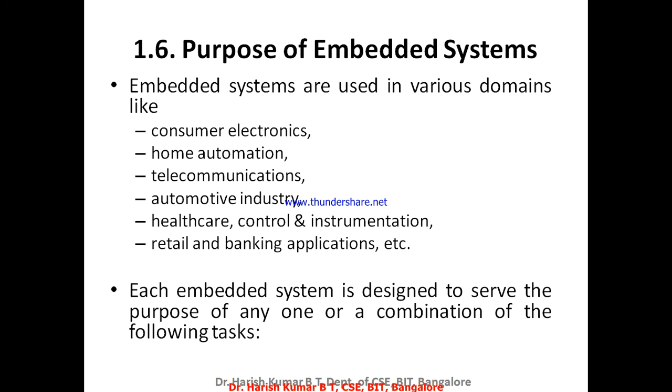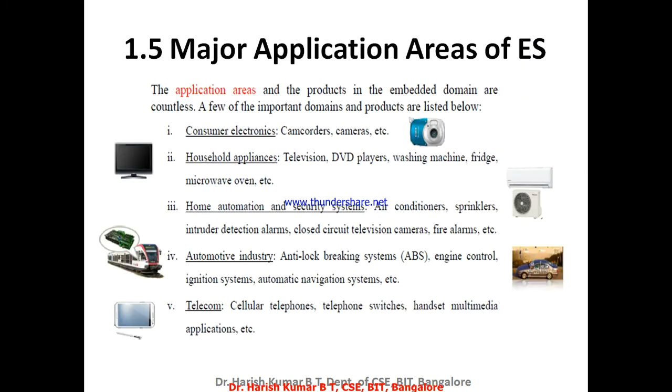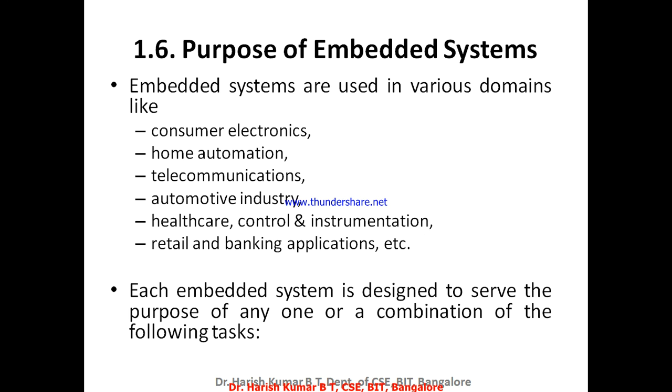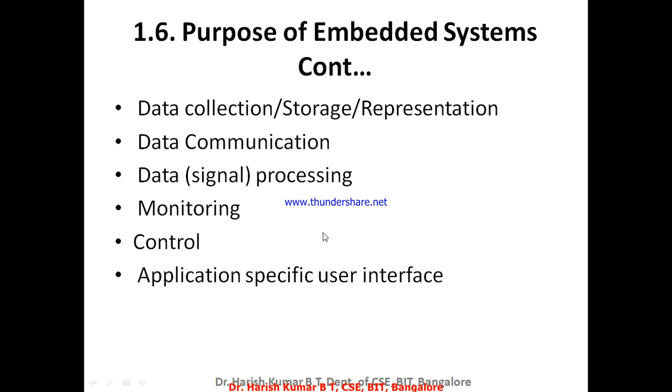Now, in the previous slide, you understood the application areas of the embedded system. Now, what is the major purpose of the embedded system? They are designed to serve one specific purpose, or a combination of the following tasks. I'll show you in the next slide. And these are all the application areas of the embedded system, which we have already understood. Now, the main purpose of the embedded system is to perform one or a combination of these things.